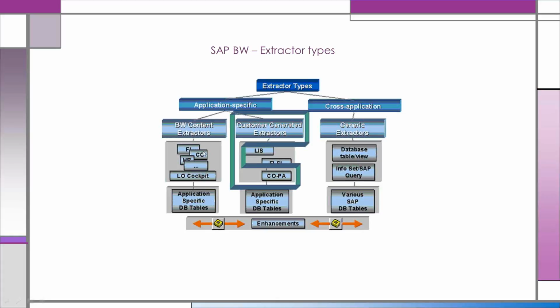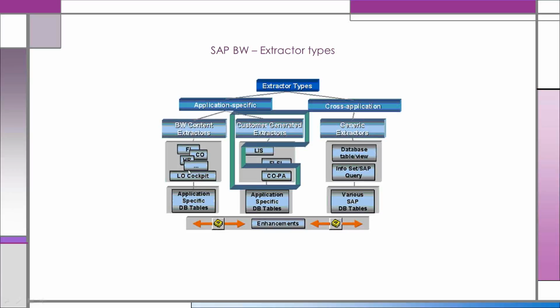Like that, finance, controlling, HR, sales and distribution, plant maintenance, most of them are called BW content extractors. They are defined by SAP itself. So you can just activate it, enhance the data source if you need to, and then replicate it into Business Warehouse. Then you do the data modeling. So that's basically a BW content extractor.